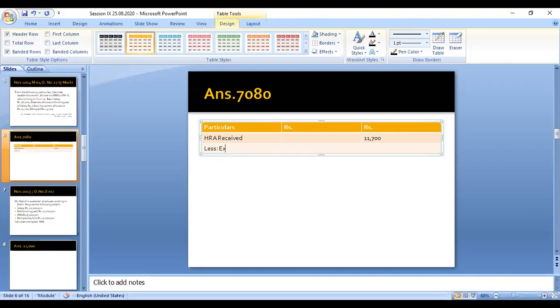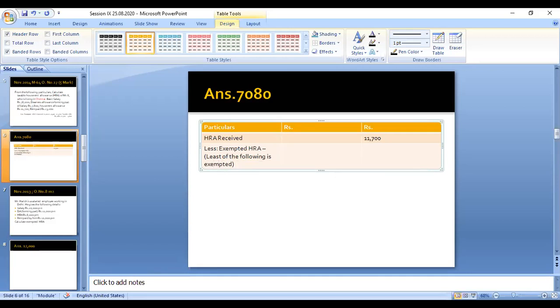How to calculate exempted HRA? The least of the following is exempted. We have to find out the three amounts, and whichever one is smallest, that small amount is exempted.